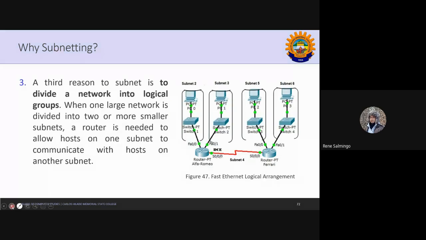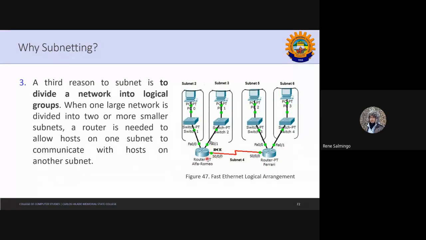And also, the third reason to subnet is to divide a network into logical groups. So when one large network is divided into two or more smaller subnets, a router is needed to allow hosts on one subnet to communicate with hosts on another subnet. For example, later, this is an example of what we have. So I have subnet 4. This one will comprise another department. This also will comprise another office. And this also comprises another office under Ferrari. And this also comprises another office in Ferrari.